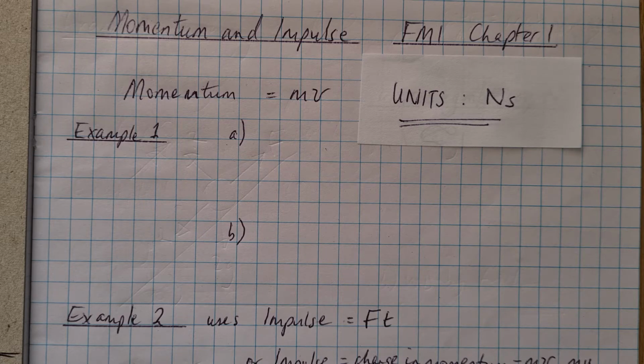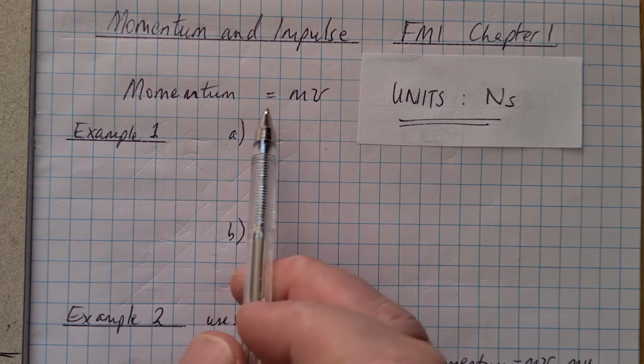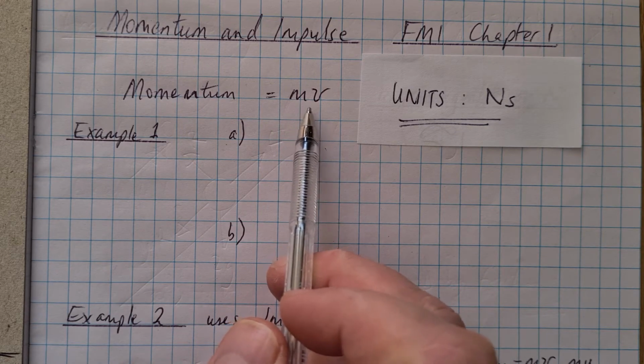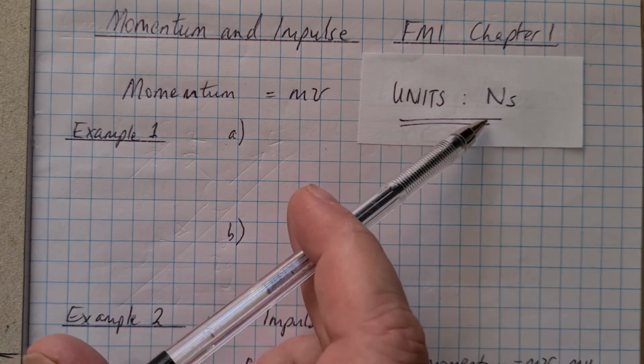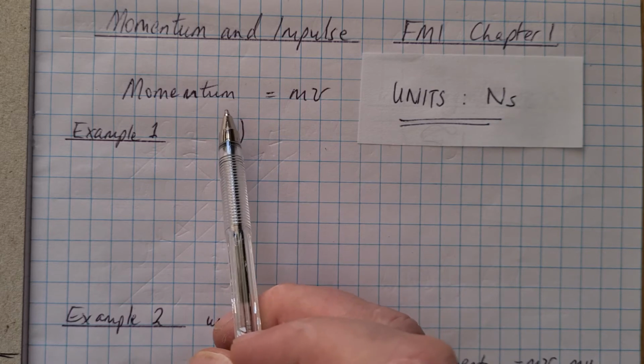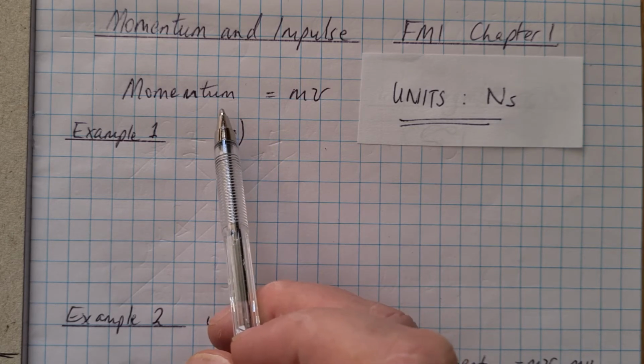I'm sure this will be a revision from your science GCSEs. You should know that the momentum of a particle is made up from the mass and the velocity, so mass multiplied by velocity, and it is worth noting that the units of momentum are Newton seconds. It is also worth noting that momentum is a vector quantity, so direction is always crucial when you're looking through all of the examples that we'll be looking at shortly.